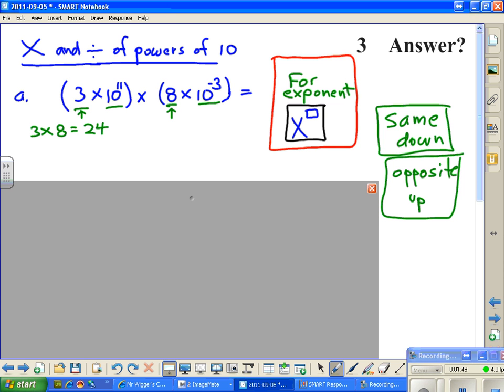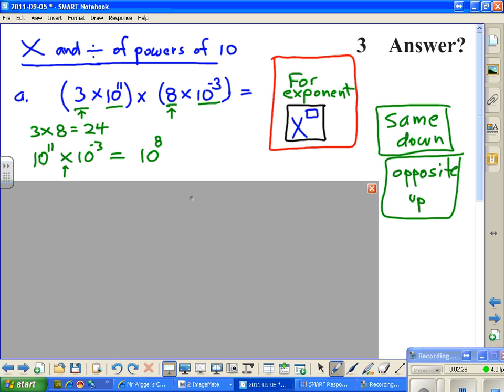Now, the next thing we have to deal with is the powers of 10. So we have 10 to the 11th, and we have 10 to the minus 3. Now, we're going to add those because this is a multiply problem. In division, we're going to subtract them, but in multiplication, we're going to add them. Because we have a positive 11 and a negative 3, when we add those two numbers, the result is going to be 10 to the 8.